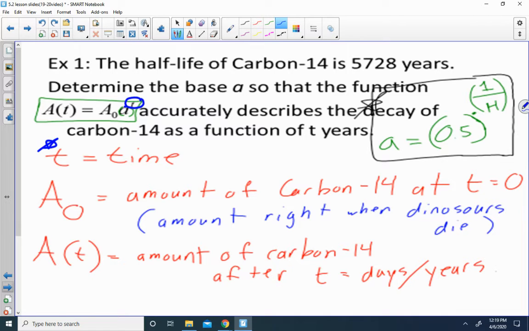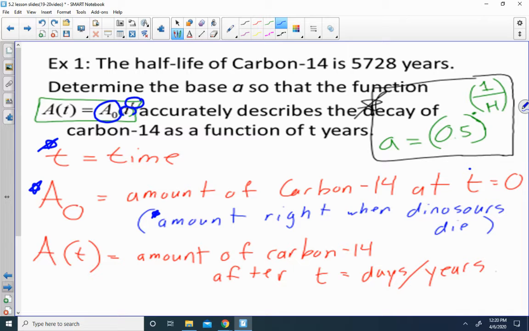I'll get to the little a later. Right now, I want to look at a sub 0. A sub 0 is a symbol to represent the amount of carbon-14 at time equals 0. Or in other words, it's describing the amount of carbon-14 right when the dinosaur dies.